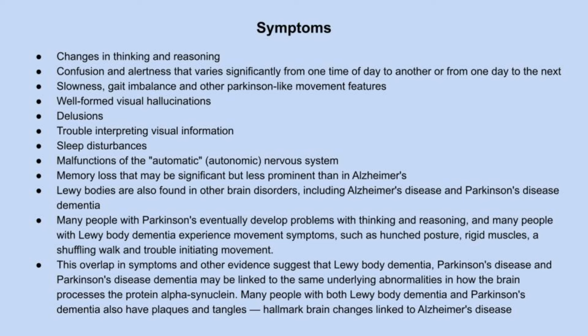They think that the alpha-synuclein's role in DNA repair may be crucial in preventing cell death. So this function may be lost in brain diseases such as Lewy body dementia, and maybe even in Parkinson's too, leading to widespread death of neurons. The symptoms of Lewy body dementia are many. So there's changes in thinking and reasoning, confusion and alertness that varies significantly from one time of day to another or from one day to the next.